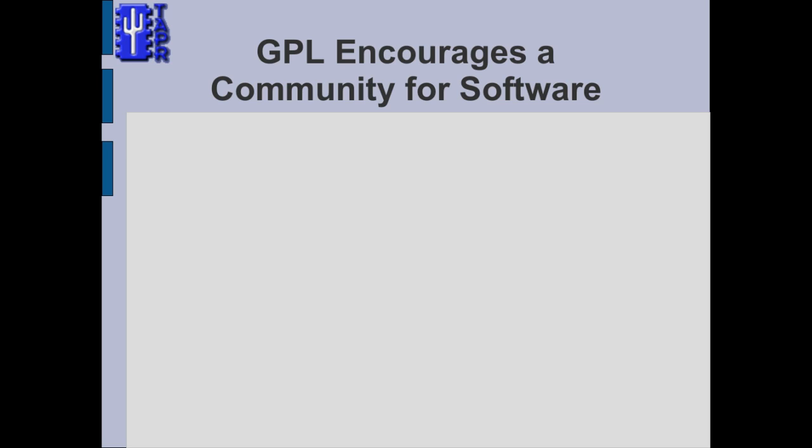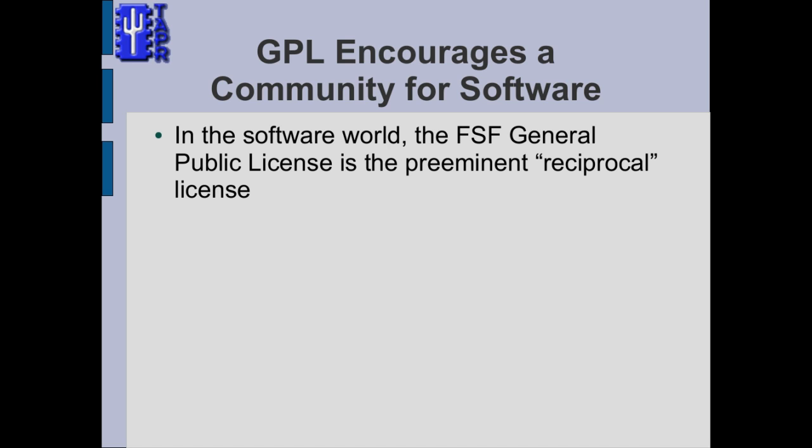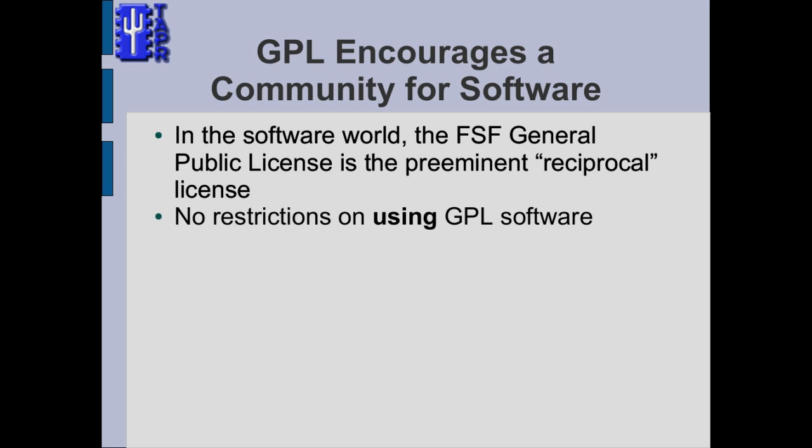So let's look at the open source software community and see how that helps create the kind of environment that we want to emulate for hardware. The GPL, or the Free Software Foundation General Public License, is probably the best known example of an open source license, and particularly one that's designed to create a community. It's the preeminent reciprocal or copyleft license. That means that those who take advantage of the work of others have to give back their improvements to the community. There are no restrictions on just using GPL software.